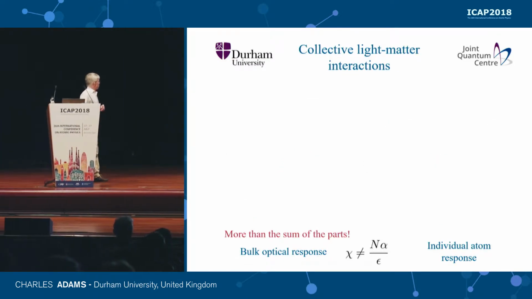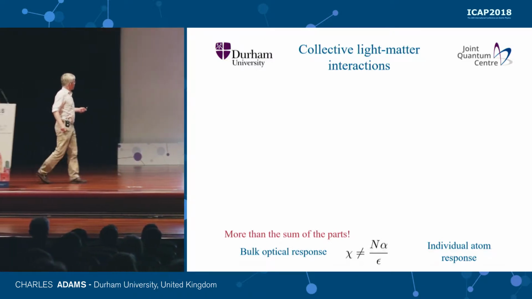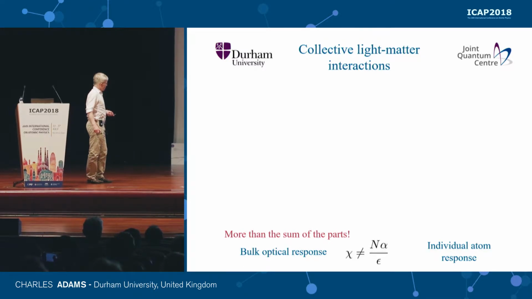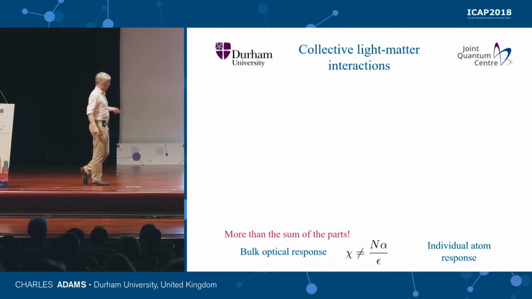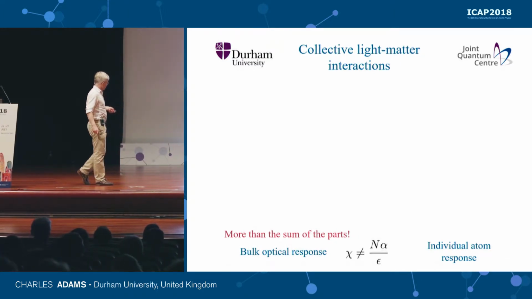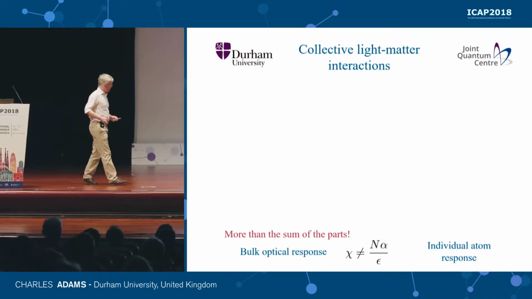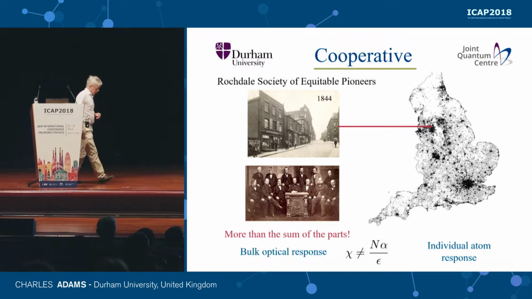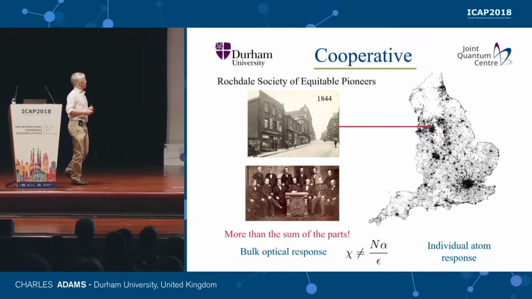Okay, so let's start talking about these collective systems. The secret ingredient that means that our intuition doesn't work is this collectivity or cooperativity. And what we see here is it's more than the sum of the parts. So the bulk response of our medium is not just given by n times the individual atom response. Often we associate a polarizability with atoms and a susceptibility with the bulk, and we can't just write that the susceptibility is n times alpha. We could also use the word cooperative to describe this type of process. We tend to use cooperative and collective interchangeably.